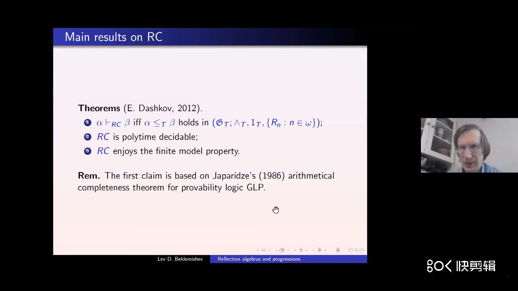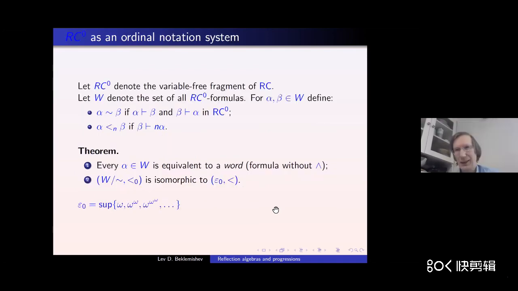What about this subalgebra, minimal subalgebra? The minimal subalgebra of GT, as follows from the first claim here, corresponds to the variable free fragment of the system RC. I think my time is over.